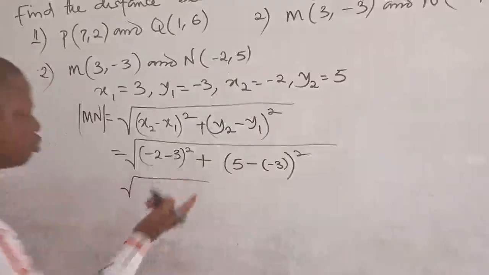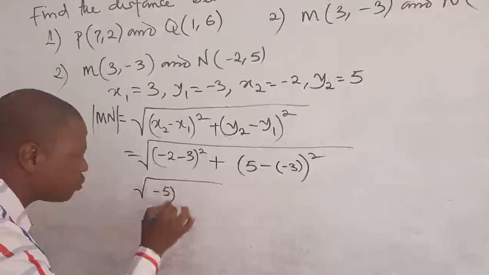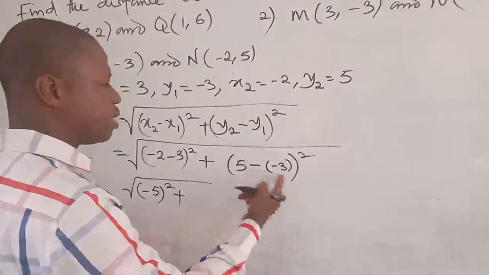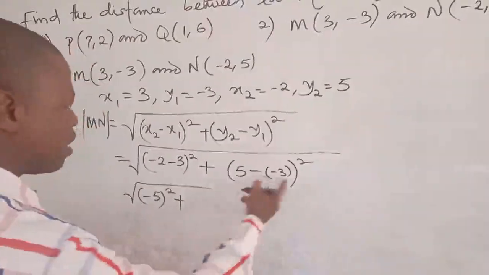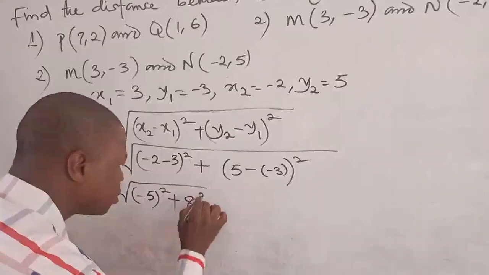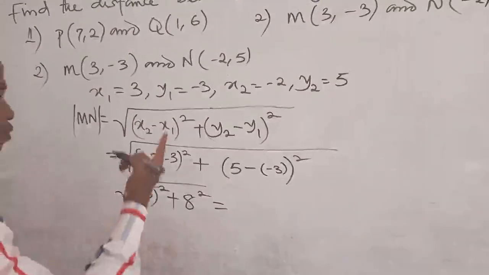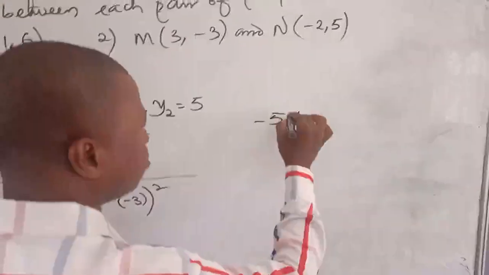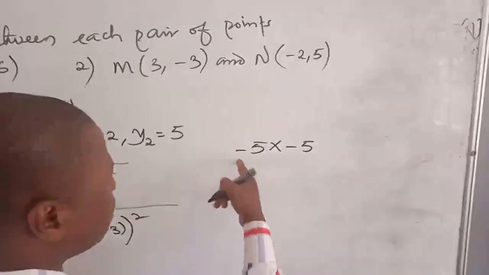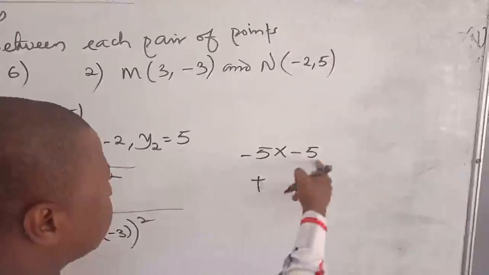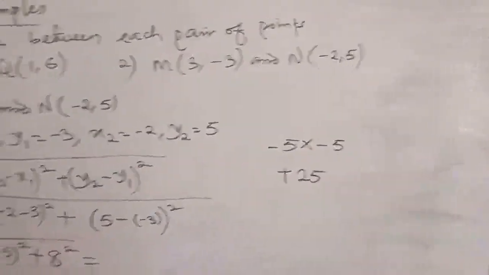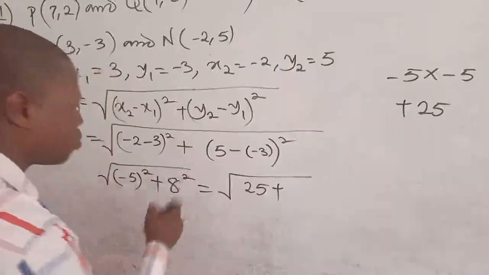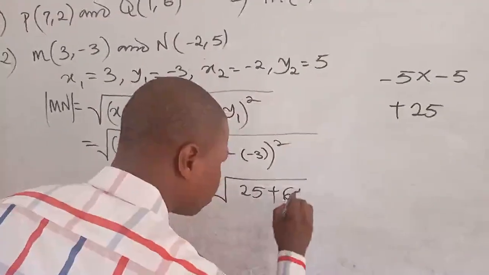So we have minus 2 minus 3, that is minus 5 all squared. And this is 5 minus minus 3. Minus times minus, that is plus. 5 plus 3, that is 8 squared. So minus 5 squared is what? 25. That is minus 5 multiplied by minus 5. Minus times minus is plus, 5 times 5, 25. So this is 25 plus 8 squared, that is 64.